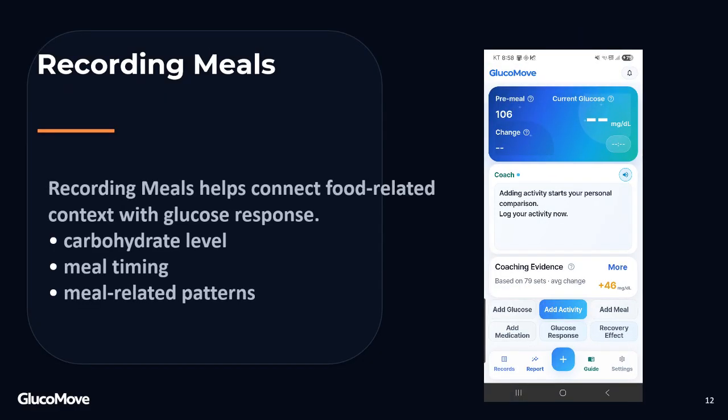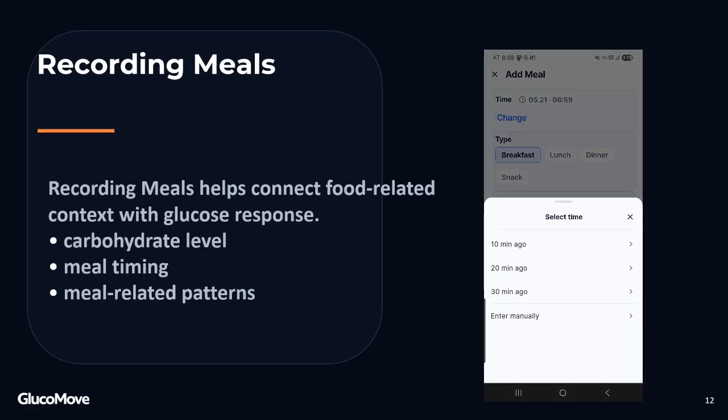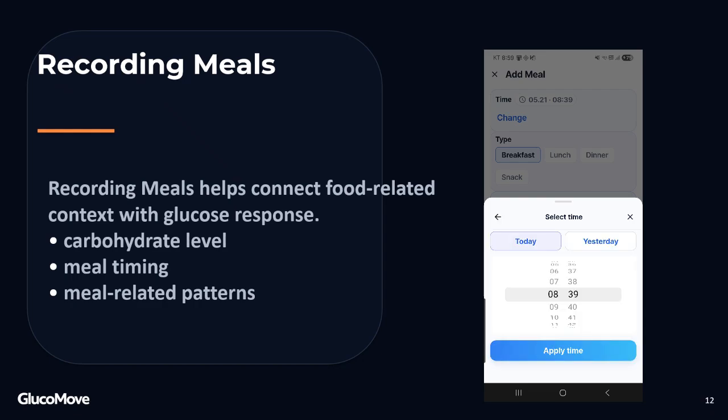Meal records help connect glucose responses with food-related context. The purpose of meal recording is not perfect calorie tracking. Instead, meal records help users understand repeated glucose patterns associated with eating behaviors. For example, similar meals may repeatedly produce similar glucose responses.